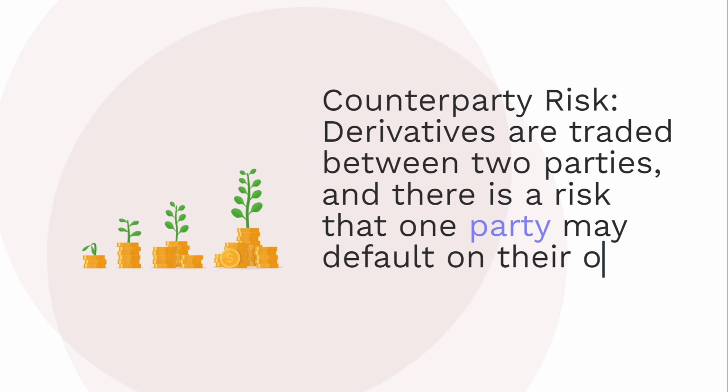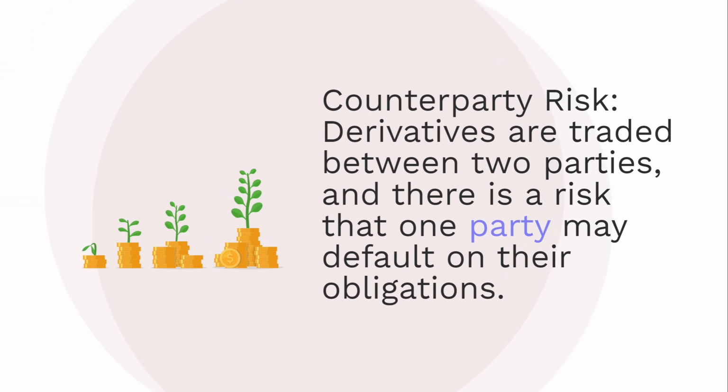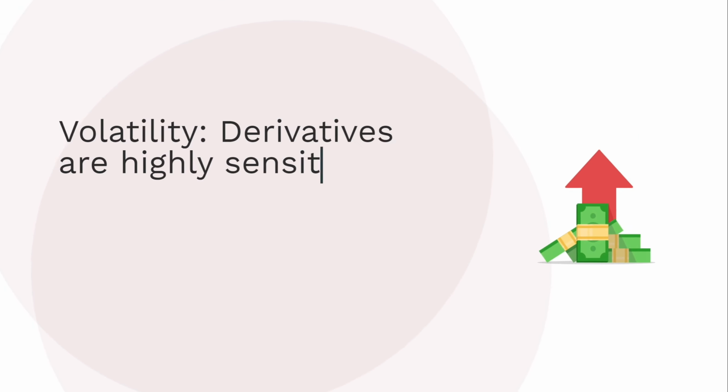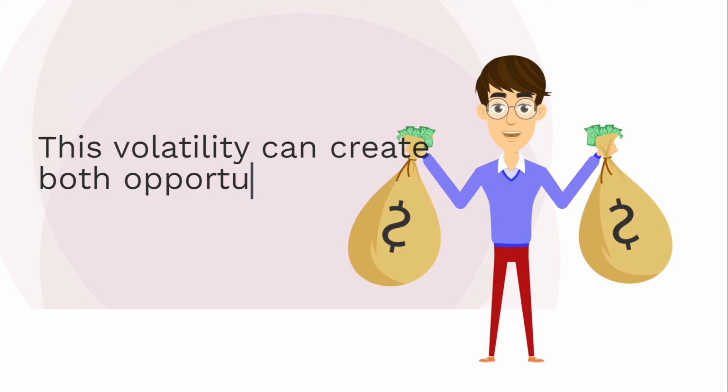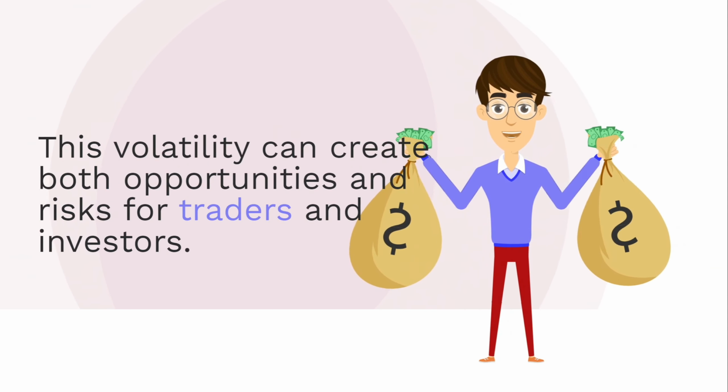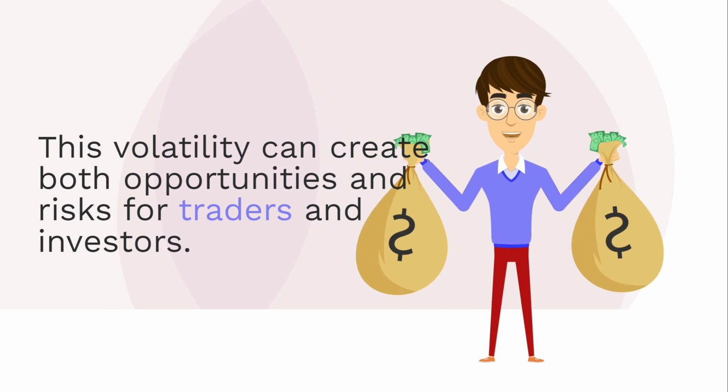Counterparty risk. Derivatives are traded between two parties, and there is a risk that one party may default on their obligations. Volatility. Derivatives are highly sensitive to changes in the price of the underlying asset. This volatility can create both opportunities and risks for traders and investors.